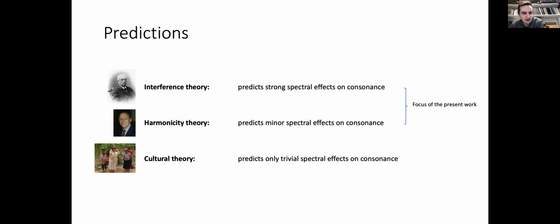These different theories end up making different predictions about spectral effects on consonance, and we can elucidate these different effects using computational modeling. First off, interference theory ends up making predictions of very strong spectral effects on consonance. Harmonicity theory predicts minor effects on consonance, whereas cultural theory only ends up predicting relatively trivial effects on consonance. So I'm going to focus on interference and harmonicity theories today.